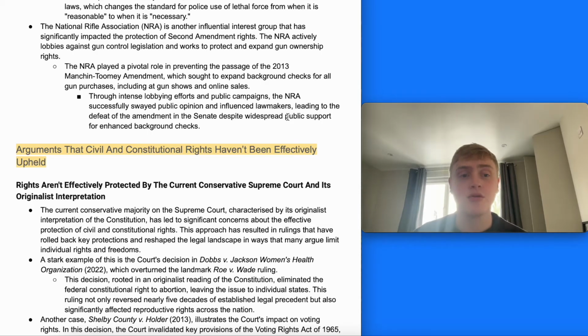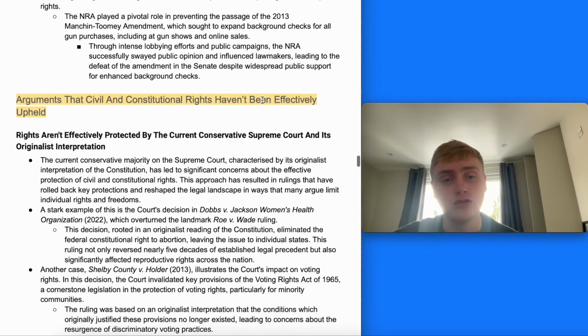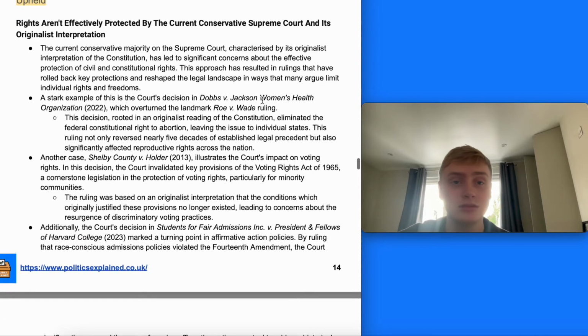On the other hand, there's a number of arguments that civil and constitutional rights haven't been effectively upheld. First of all, it can be argued that they haven't been protected by the current conservative Supreme Court and its originalist interpretation.